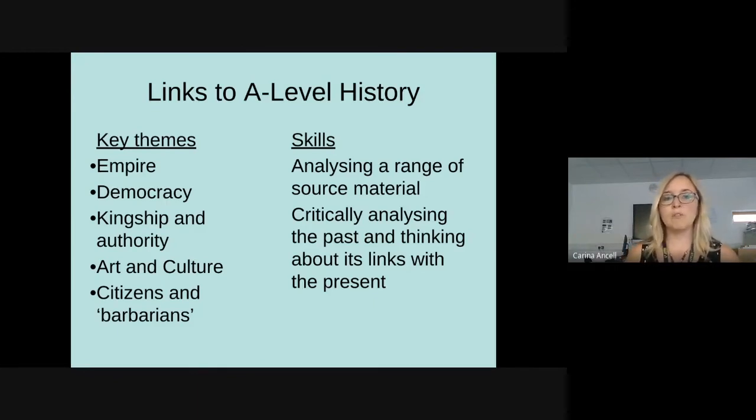So you can be doing a broader range of subjects depending on what your ultimate career and university aims are, if you know that at this point.